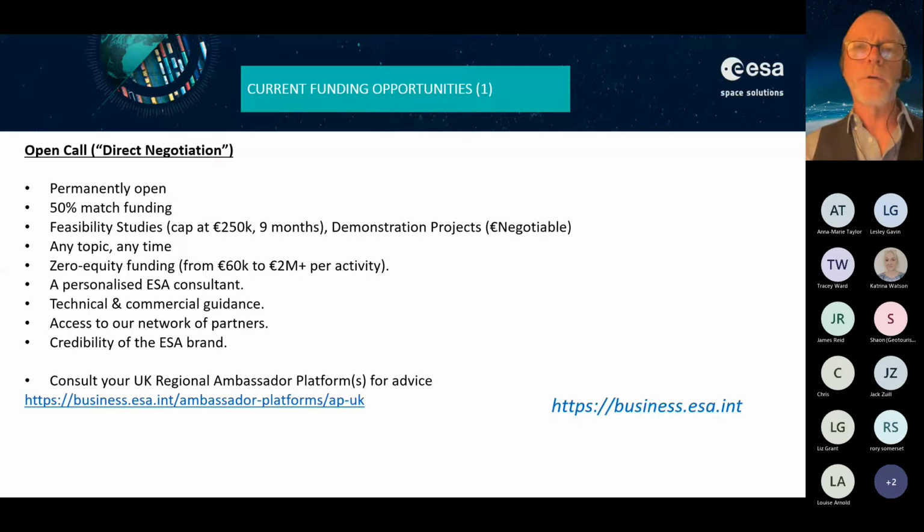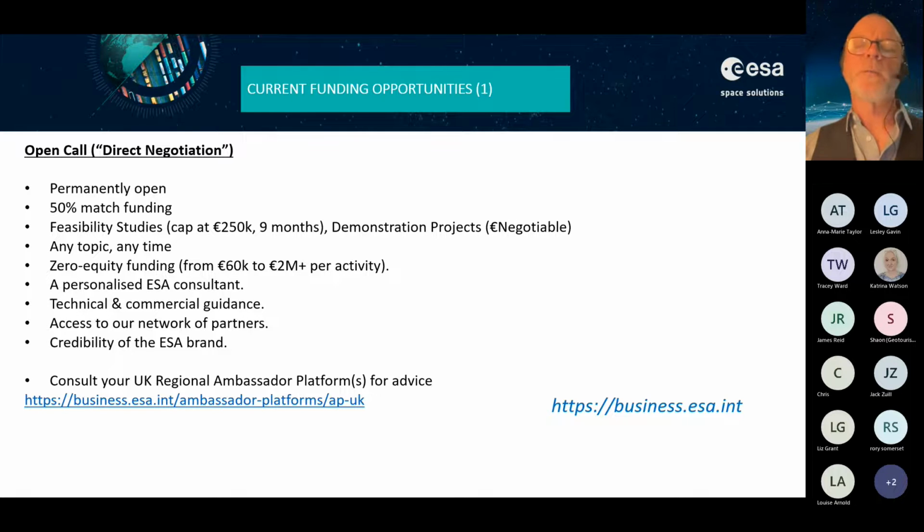Right, we have the most popular of our three funding sources, the open call. Good news, it's permanently open. There are no deadlines. Every Thursday, applications are examined and evaluated. Still good news, no deadlines. It does mean no deadlines means you've got to still get it done, because having a deadline sometimes forces activity. We provide 50% match funding in the UK. Don't be misled by our website, which is business.esa.int. Don't be discouraged by the fact that some of those other countries offer more money or less money. We offer 50% of your project value.